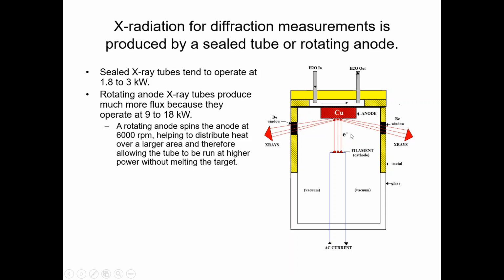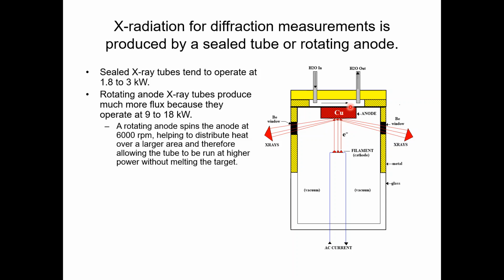And then you can see here we have a different power. This is the rotating anode, called a rotating anode X-ray tube, that produces much more flux because it operates at 9 to 18 kilowatts. The rotating anode is made of copper. A rotating anode spins at 6,000 revolutions per minute, helping to distribute heat over a large area, and therefore allowing the tube to be run at a higher power without melting the target.